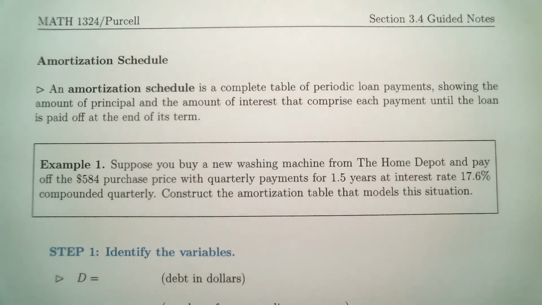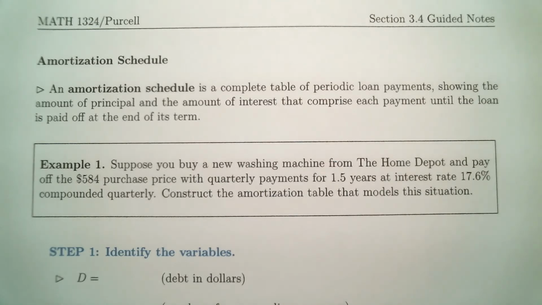And of course, if you can't afford the appliance out of pocket, you have to finance it. So this washing machine costs $584. If you choose to finance it, that means you have to pay back the $584 plus any interest that accrues on the unpaid balance. You're planning to pay it off with quarterly payments at an interest rate of 17.6%, and you're hoping to pay the washing machine off in 1.5 years.